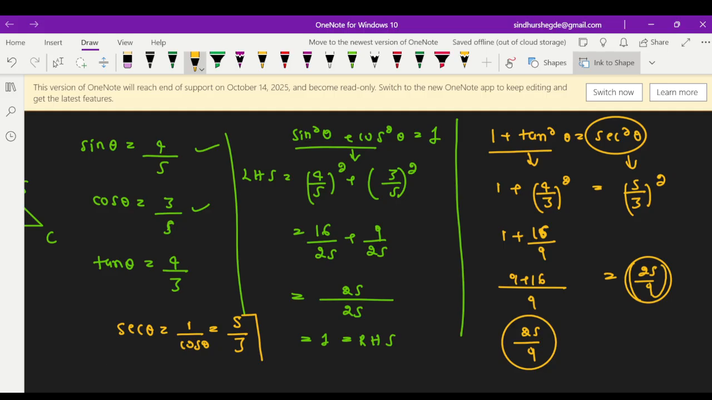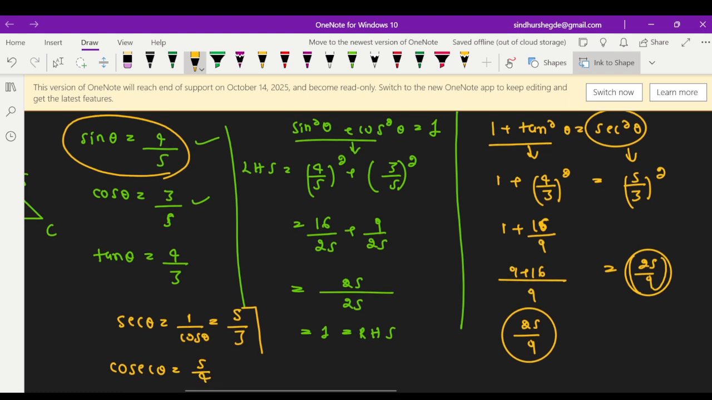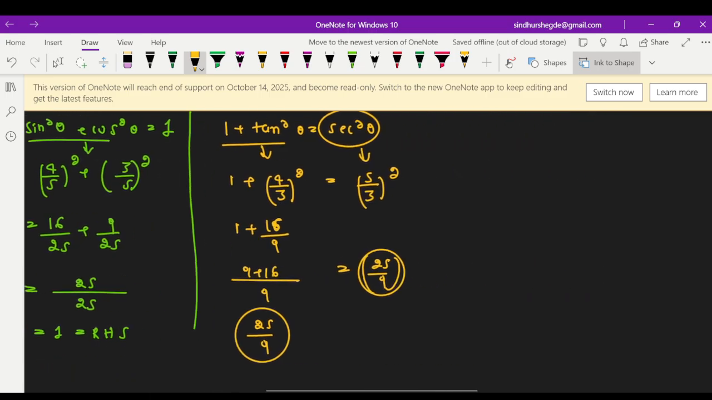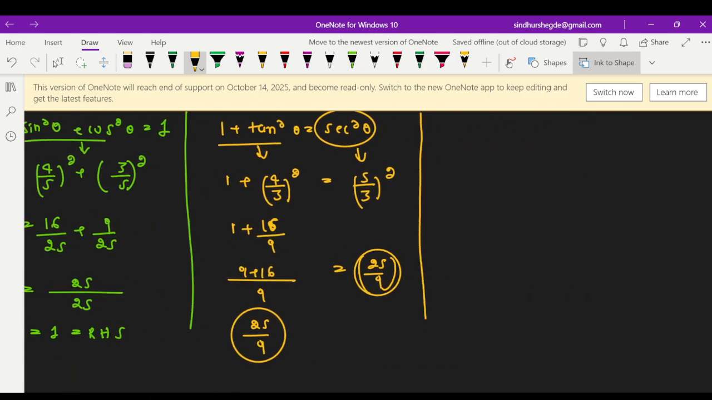Similarly, what is cosecant theta? Cosecant theta is the reciprocal of sin theta, 1 by 4 by 5, that is 5 by 4. Simply flip the values, numerator to denominator and denominator to numerator. So what is one more identity which can be proved? 1 plus cot square theta is equal to cosecant square theta.